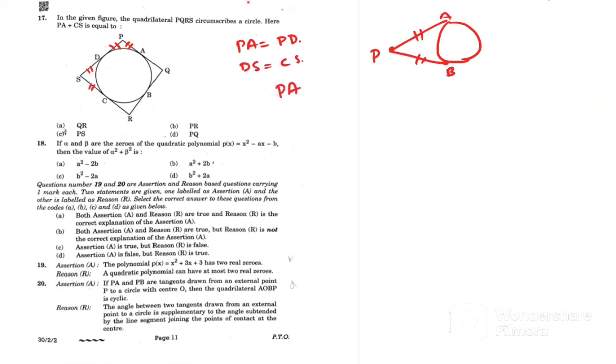So PA plus CS is equal to what? Now PA is equal to PD and CS is equal to DS. So PA plus PD plus DS is nothing but PS. Right? So our correct option is option C, which is PS. Alright. Moving on to question number 18.